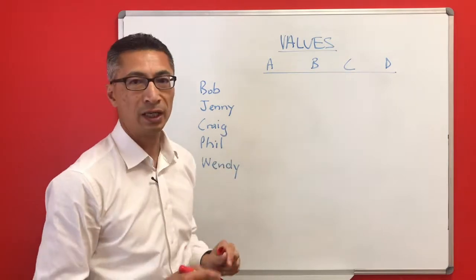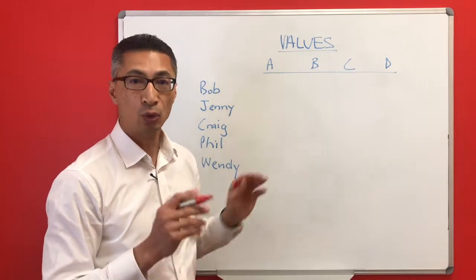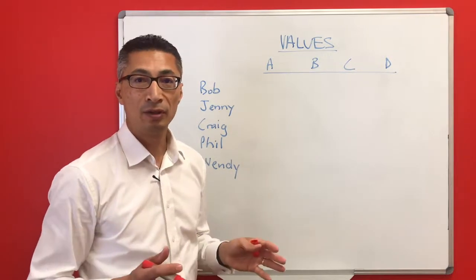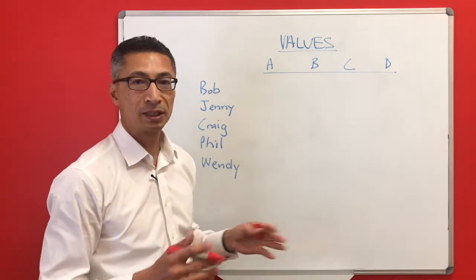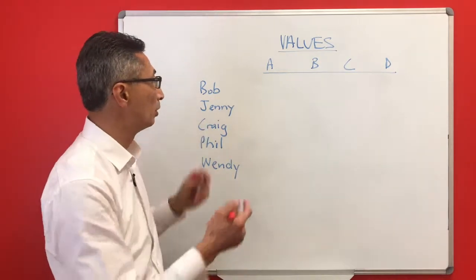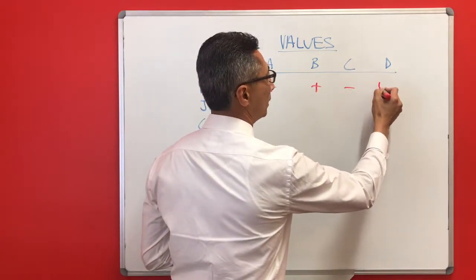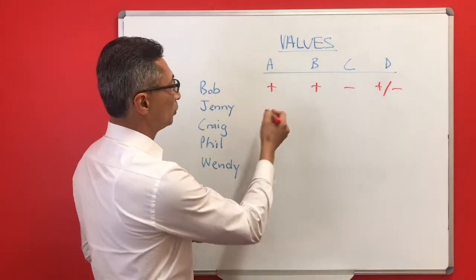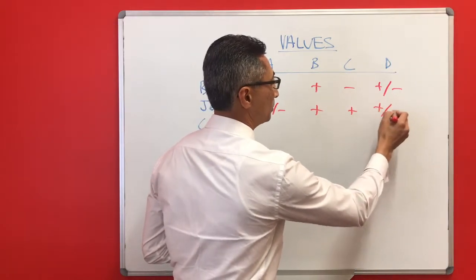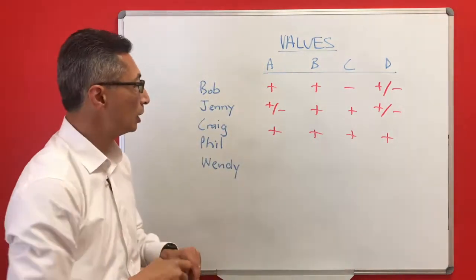And then all you do is you put a plus next to that person's name in respect to that value if they always reflect and represent that value, a minus if they never show that value, and a plus/minus if they do show that value sometimes. Okay, so for example, Bob might be a plus, minus, and a plus/minus. Jenny could be a plus/minus, plus/minus, and this person could be all pluses. Okay, so you get the idea.